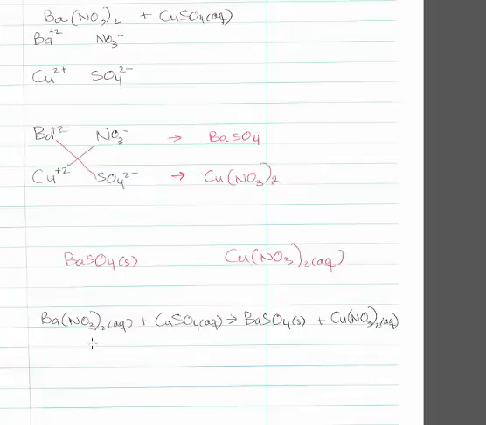So aqueous barium nitrate, reacting with copper 2 sulfate, which is aqueous, will form solid barium sulfate and copper 2 nitrate aqueous. So I want to make sure that my equation is balanced. I have 1 barium, 2 nitrates, 1 copper, 1 sulfate, and 1 sulfate.